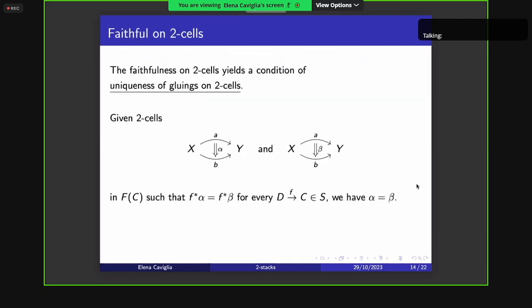And the faithfulness will give the other half of the condition. So if we have 2-cells alpha and beta that agree locally, then they are the same 2-cell. And so the fully faithfulness on 2-cells gives us the fact that the 2-stack is a sheaf on 2-cells, which is something that we want. Okay, we expected this.